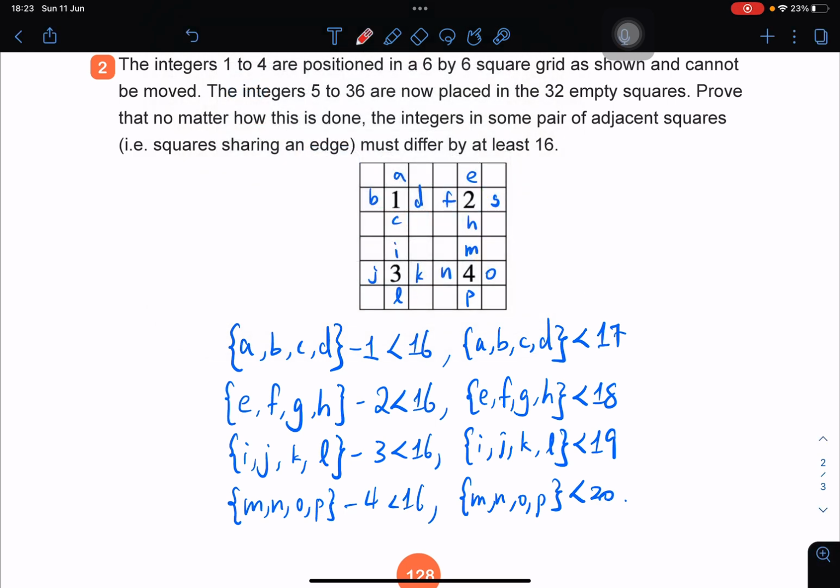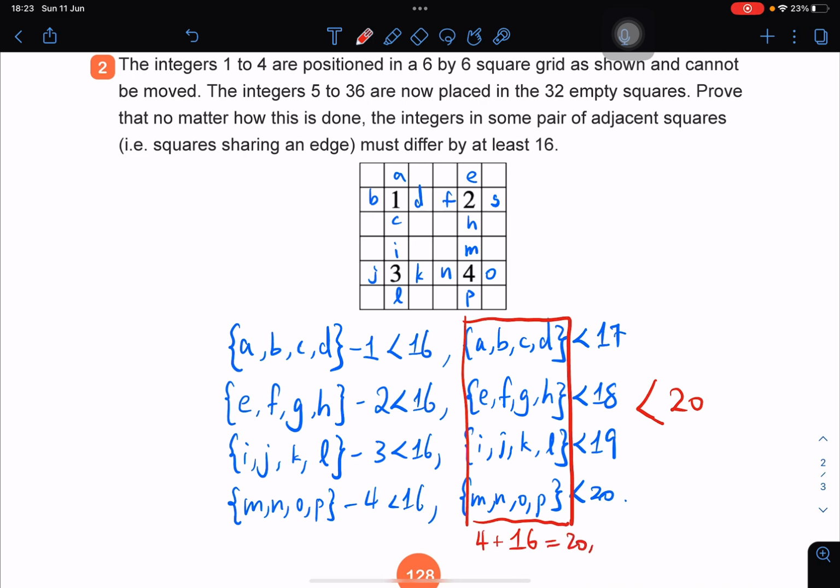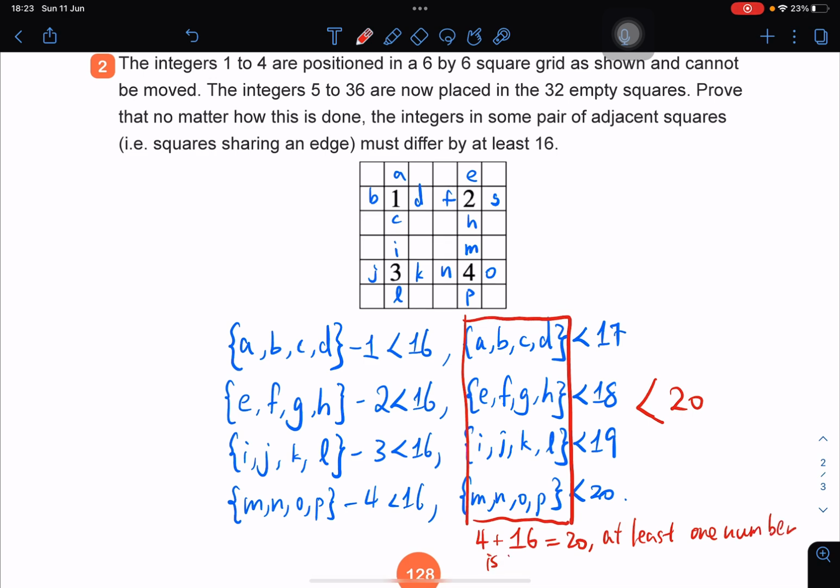But now, we know that these are all different, right? And we can see that there are 16 numbers, which all of them are less than 20 if I want to make this work. But now, the 16 numbers on top of 4 is equal to 20, which means that at least one number is greater than or equal to 20.